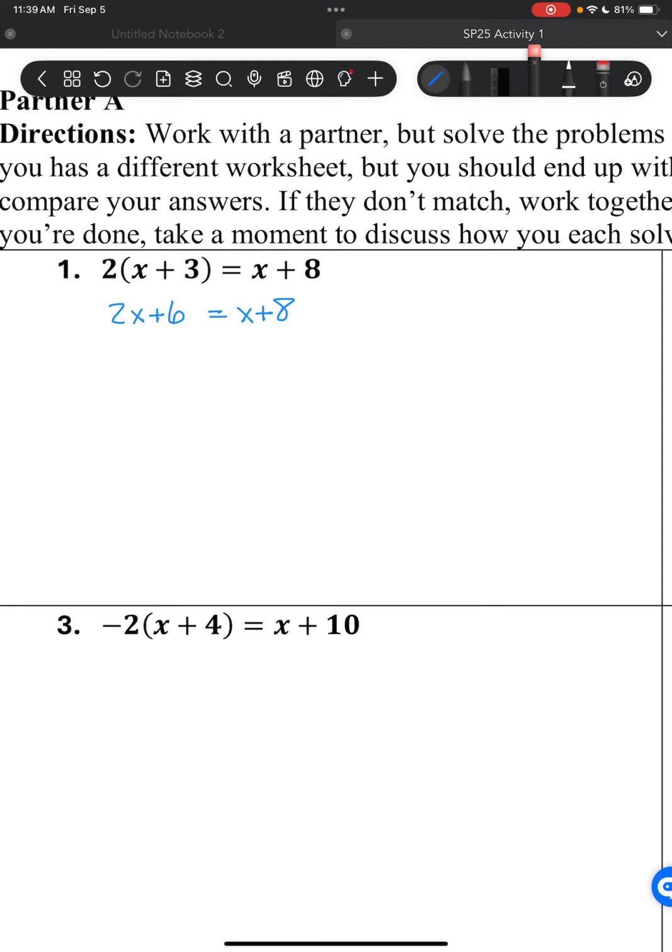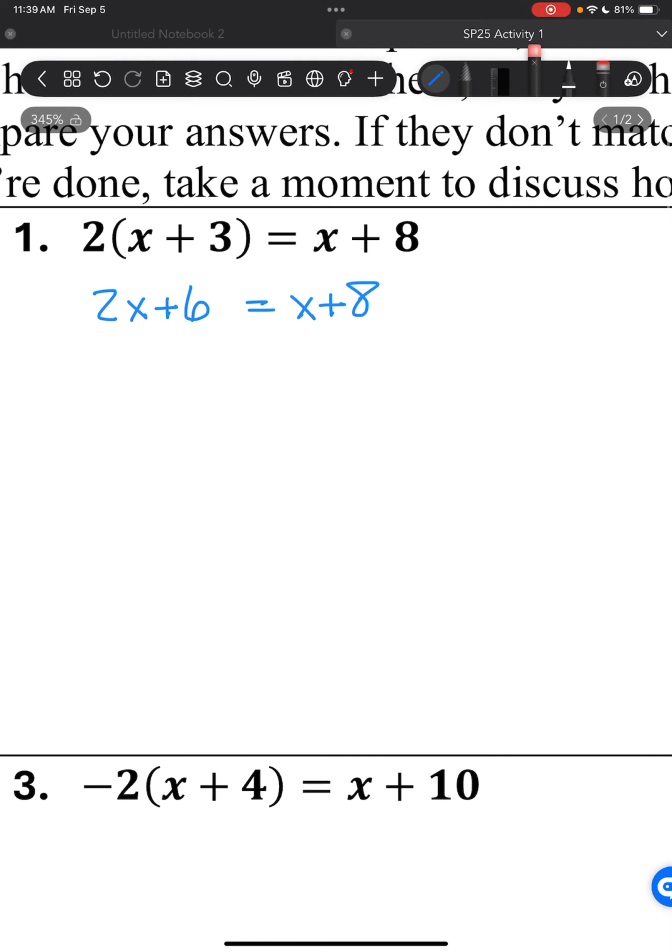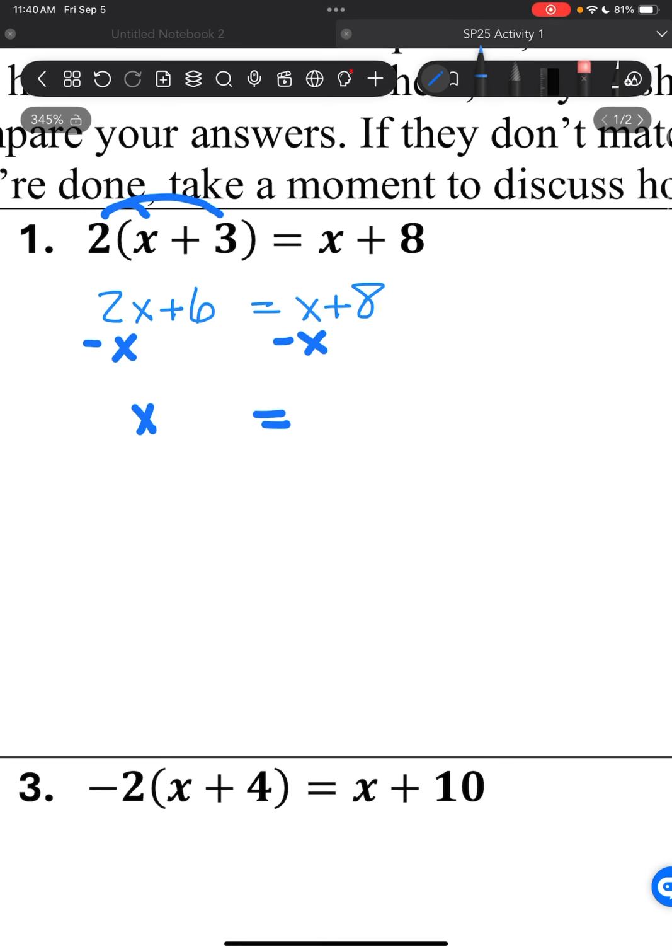Alright, so for our first one, I've already kind of got this started. Remember to distribute correctly here. By distributing, I mean multiplying out this. So it needs to be 2 times x and 2 times 3. So that's how I get the 2x plus 6. Then we can solve it like normal. Here I'm going to subtract x from both sides. We've got x. And then we've got our 6 over here we need to get rid of, so we're just going to subtract 6. And by doing that, we have our x equals 2.